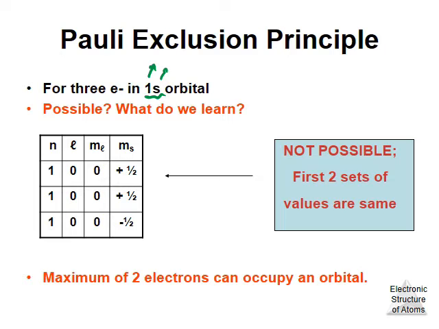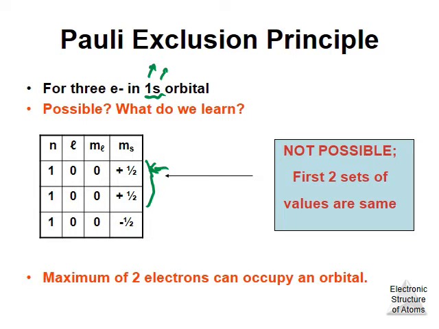Now let's try to put 3 electrons, forgetting about all the rules. Now look at the first one. Since it's the same orbital, I must have n, l, and ml values exactly 100. So the first electron I put plus 1/2, second one plus 1/2, third one with a different spin, minus 1/2. Question is, would that be possible? According to Pauli exclusion principle, no, these are not possible because first two have identical set of numbers.